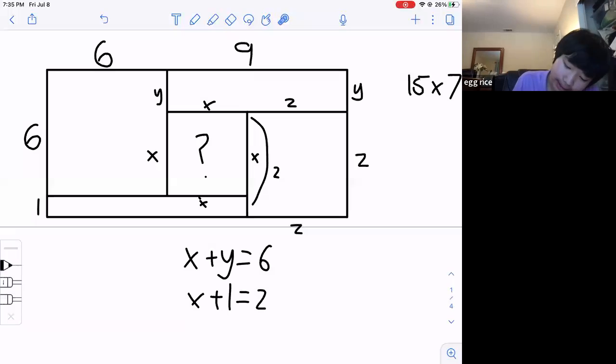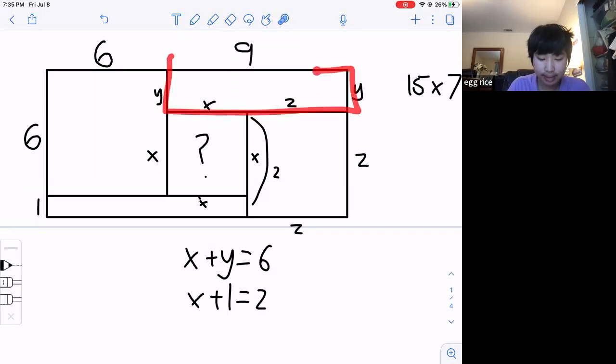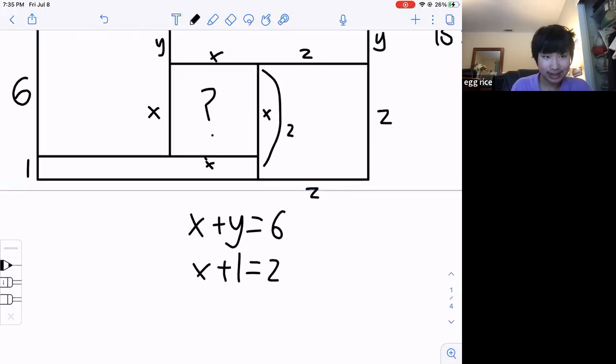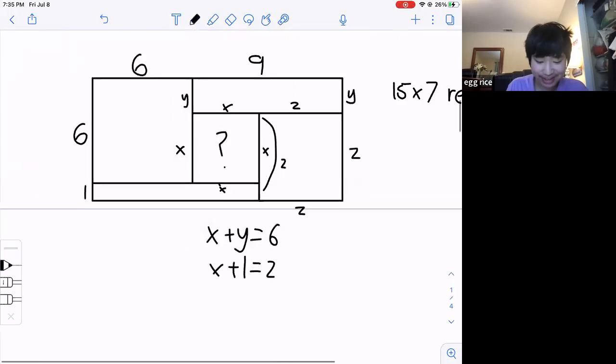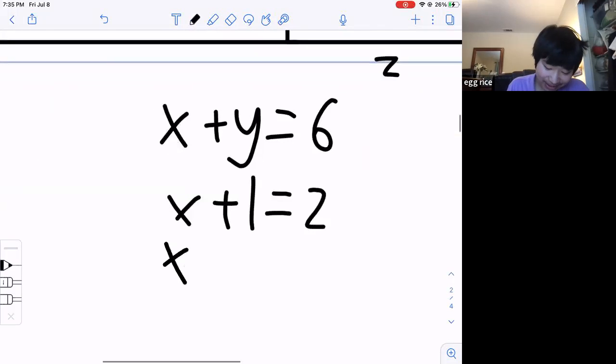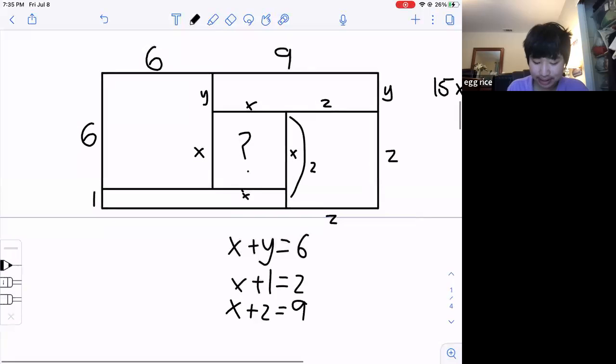So basically what we're looking at is what is this length plus this length. And if you remember, this giant thing is a big rectangle. So this length has to equal this length. So yeah, x plus z must equal 9, right? Does that make sense to everyone?